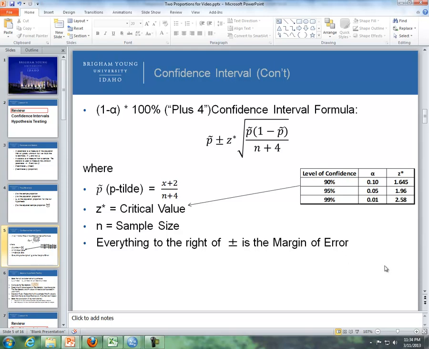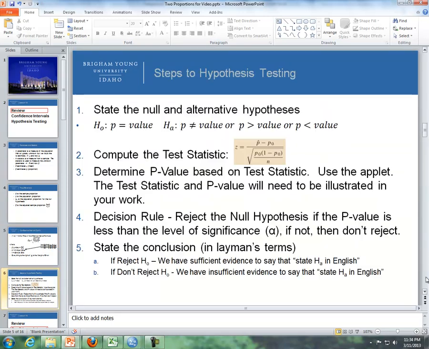Then we also did hypothesis testing for one proportion. These steps are very similar to other steps that we've covered dealing with hypothesis testing, where we state the null and alternative hypothesis. You have the test statistic. Notice here there's p hat, which is our sample proportion, minus p naught, which is our proportion for the null hypothesis, and then we divide it by the standard deviation, where we take p naught times 1 minus p naught, divided by n, and take the square root of that.